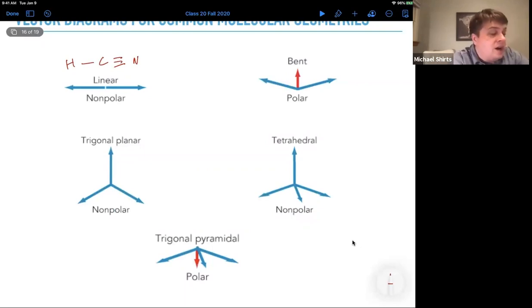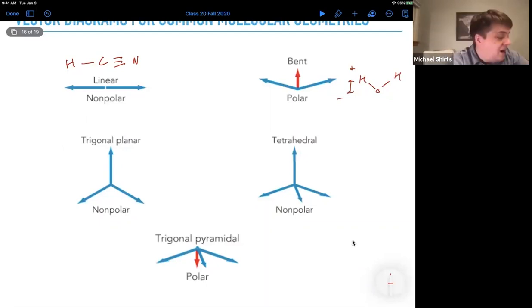Bent is polar, obviously; if you add those vectors together, you see a bent molecule. If you have, for example, HOH, which is bent, the oxygen is pulling electrons away from the hydrogens, and so you're going to have a dipole. It will change from positive on this side to negative on this side. And that's actually what makes a lot of the structure of ice, lining up those dipoles.